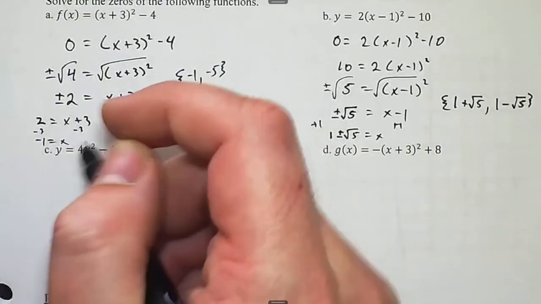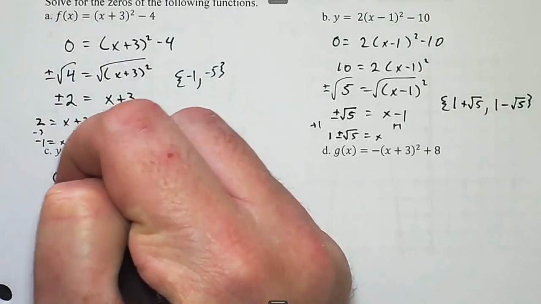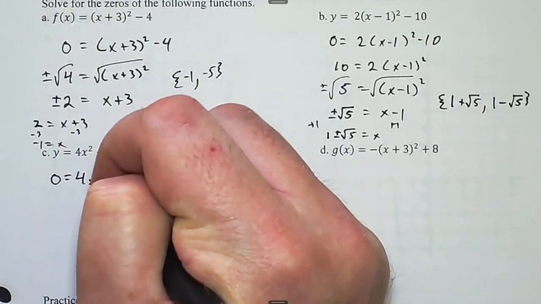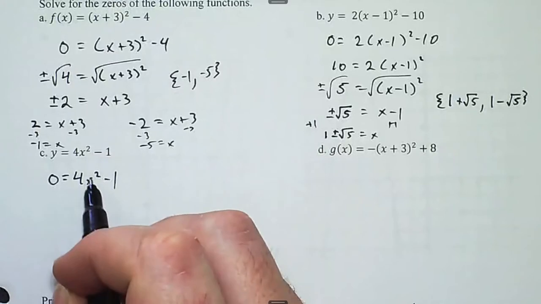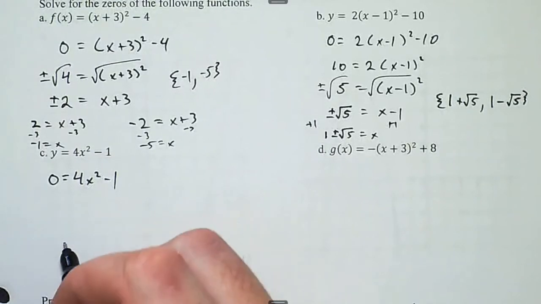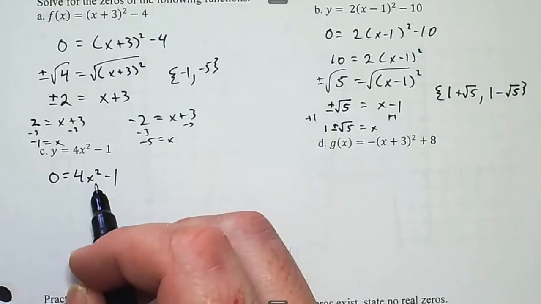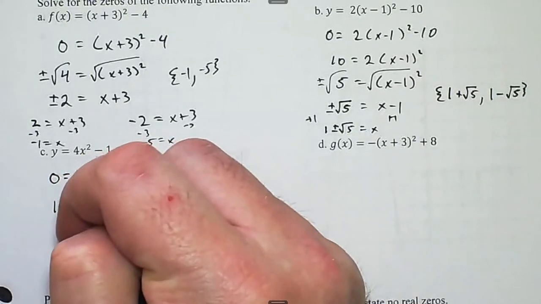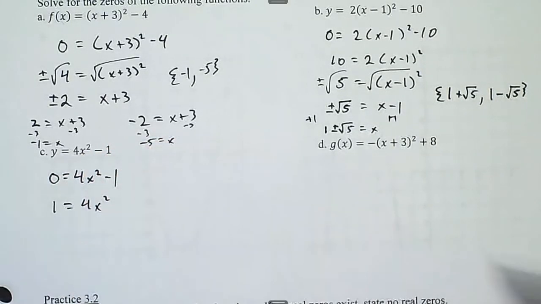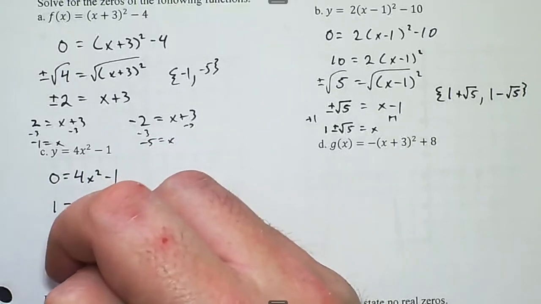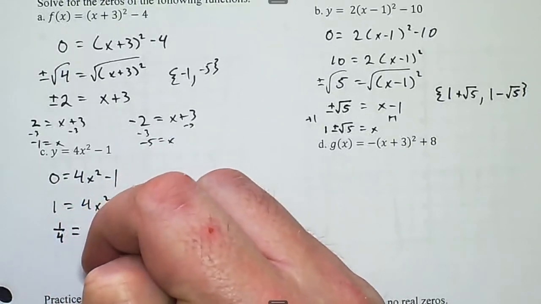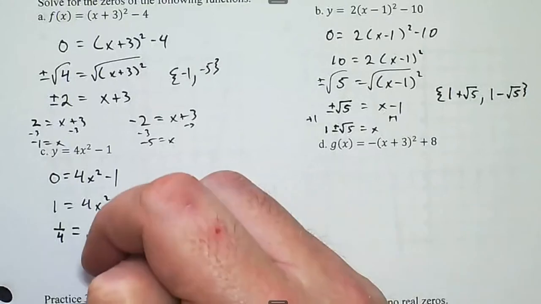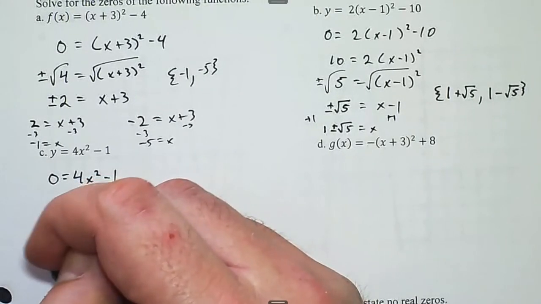Okay, let's try letter C. This is the vertex form where there's like an x minus 0 here. This is, again, very easy for us to solve with square roots because there's no x term. I'll just add 1 to both sides as I work to isolate the x squared. Dividing both sides by 4 gives me 1/4 equals x squared. Then we'll take the plus or minus square root of each side.